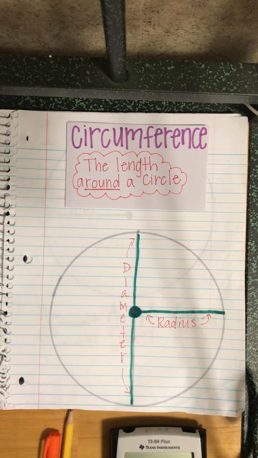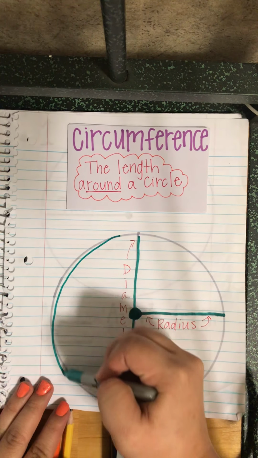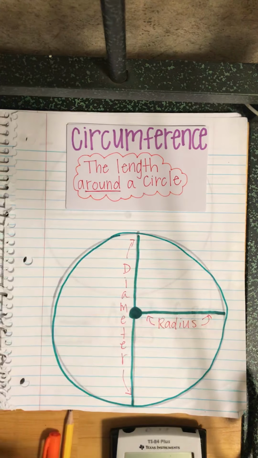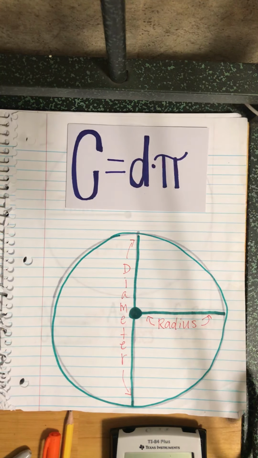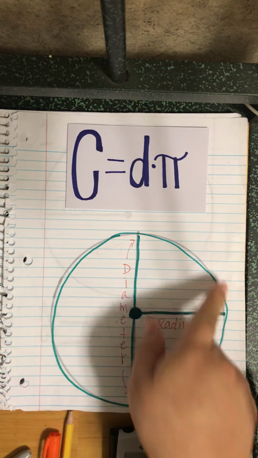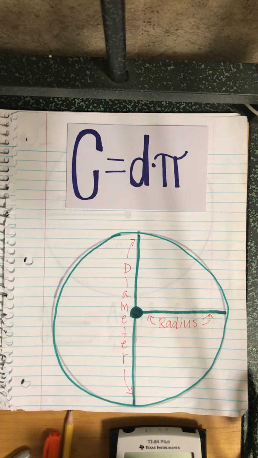Now, that's where circumference comes in. Circumference, the length around a circle. So all this right here is the circumference. Now, if we move on to the formula of a circumference, we have circumference equals d times pi. What is d? Diameter. So to look for the circumference of this, we're going to have to use the diameter times pi, which I'll show you later how to input into your calculator.